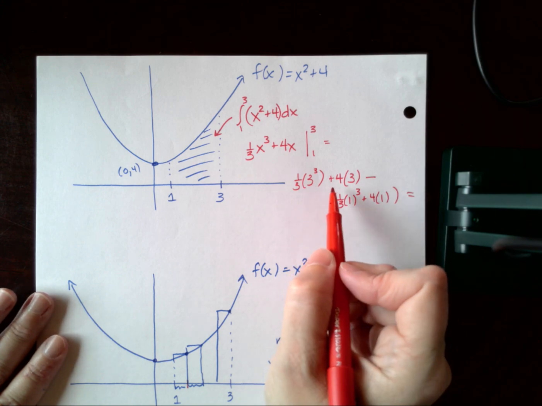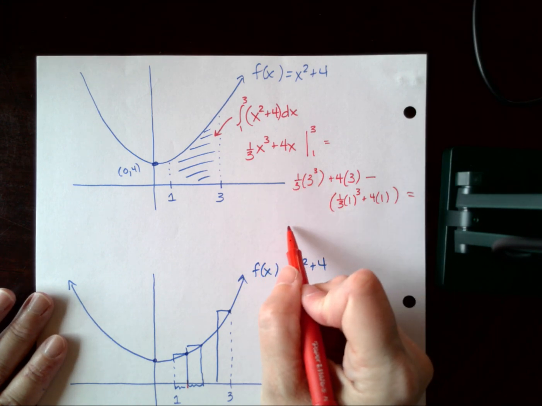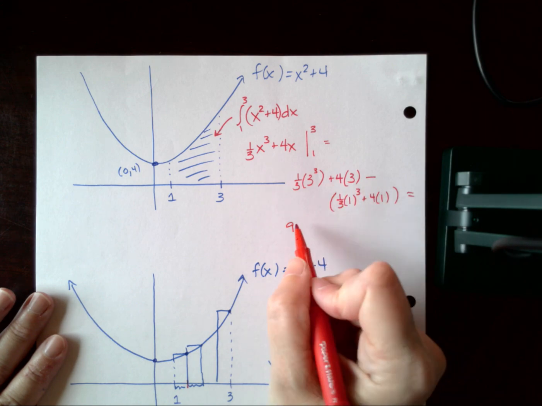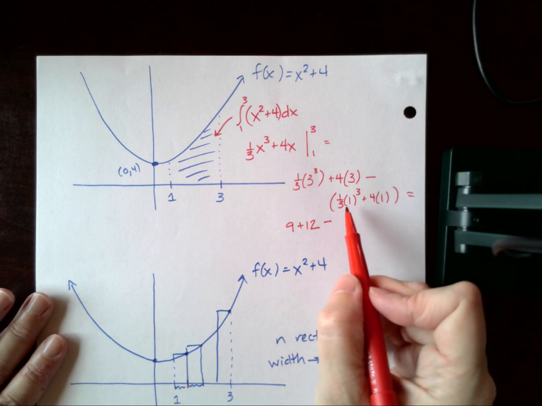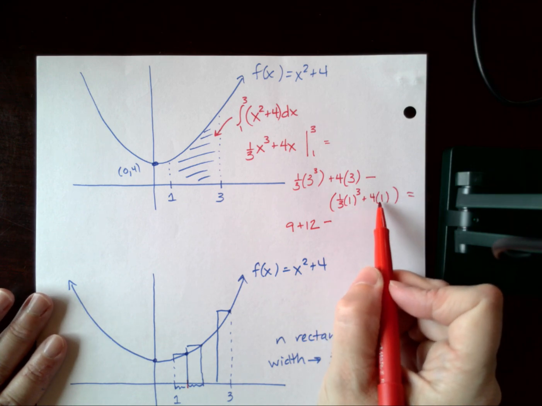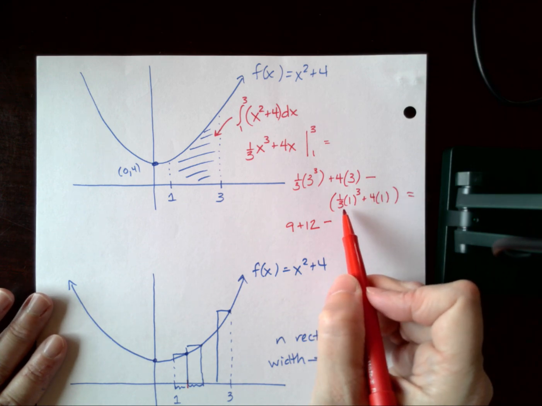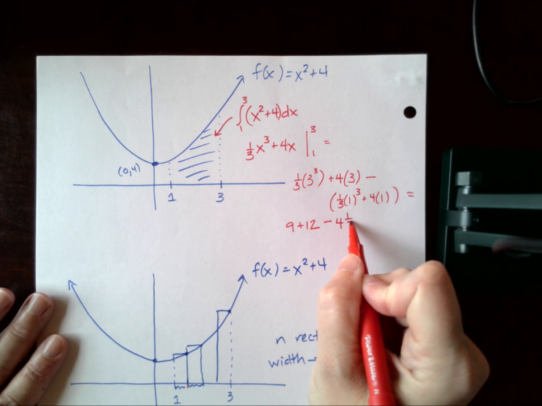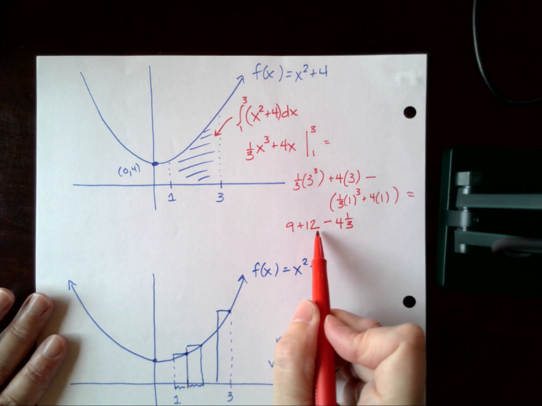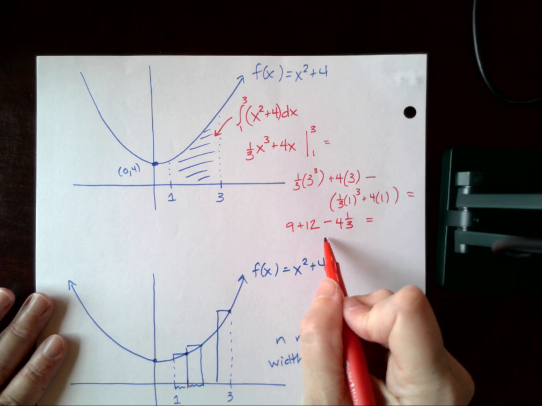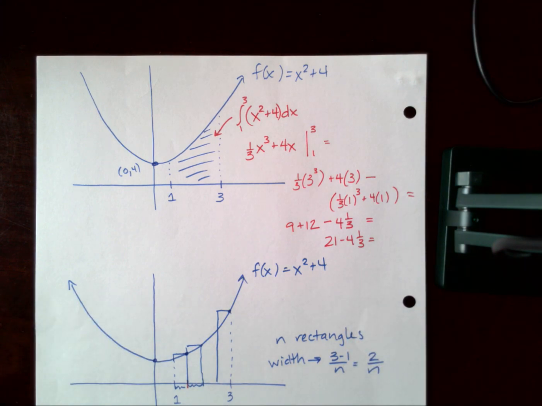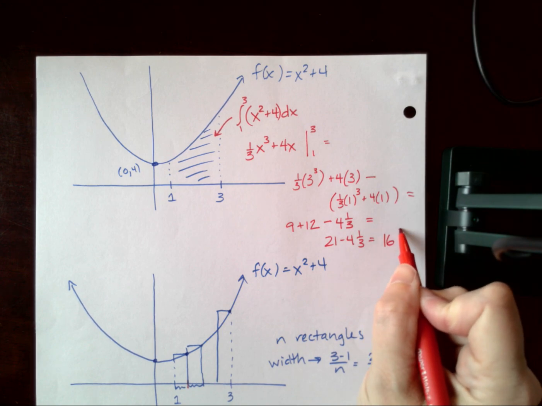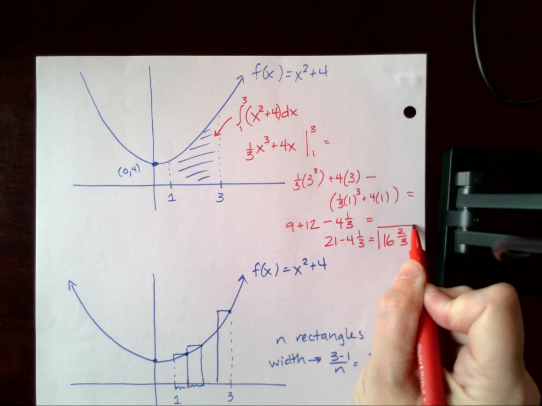Let's come back and do it. This is 27 times 1/3, which is 9. 4 times 3 is 12. Minus, well, let's see. This would have been 4 and 1/3. So let's see, this is 21 minus 4 and 1/3. 21 minus 4 is 17, and then take off another 1/3, and you would get 16 and 2/3.